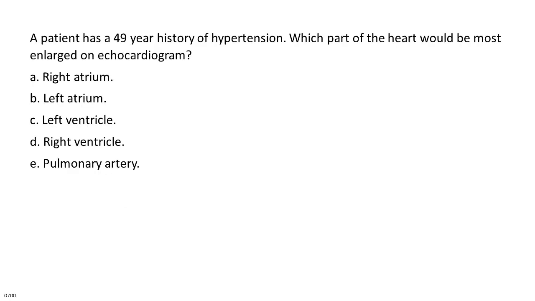A patient has a 49-year history of hypertension. Which part of the heart would be most enlarged on echocardiogram? A. Right atrium. B. Left atrium. C. Left ventricle. D. Right ventricle. E. Pulmonary artery.